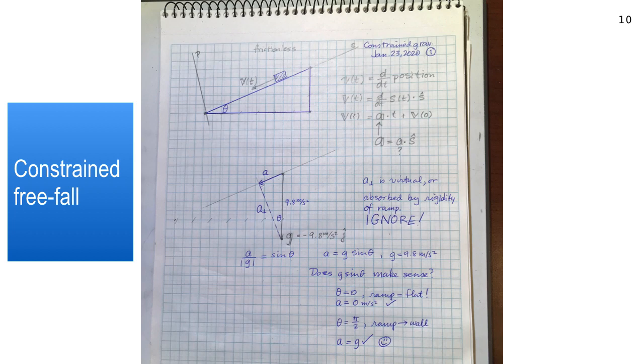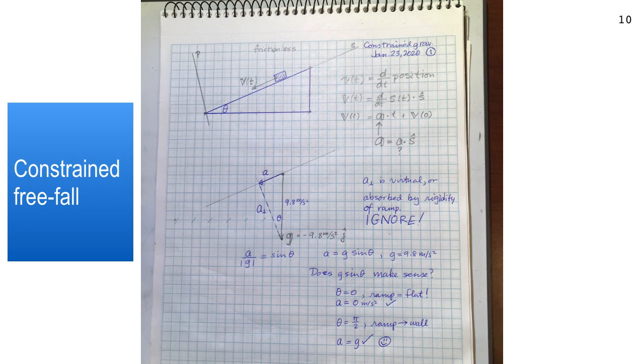So we're going to talk about constrained gravitational systems. This is January 23rd, 2020. Okay, so constrained gravitational systems. Let me pull this out a little bit. And let's start with a simple one. We'll start with just a ramp.